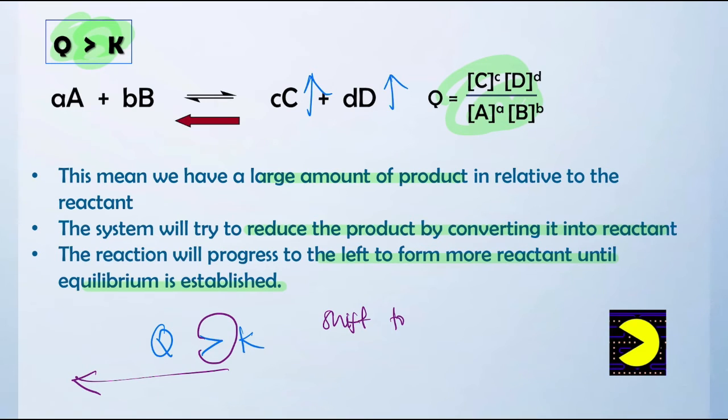So meaning to say the system will shift to the left to reduce the product by converting it into the reactant until the equilibrium is established.